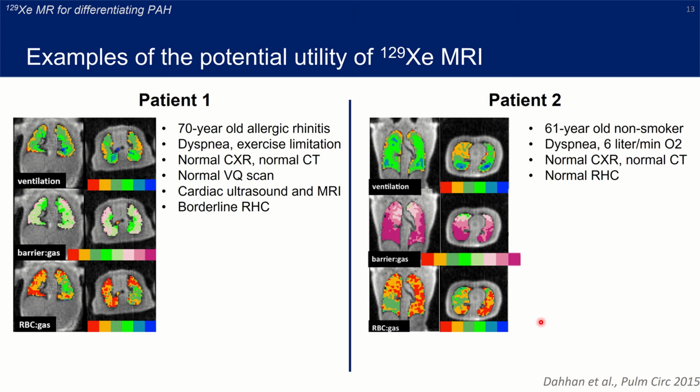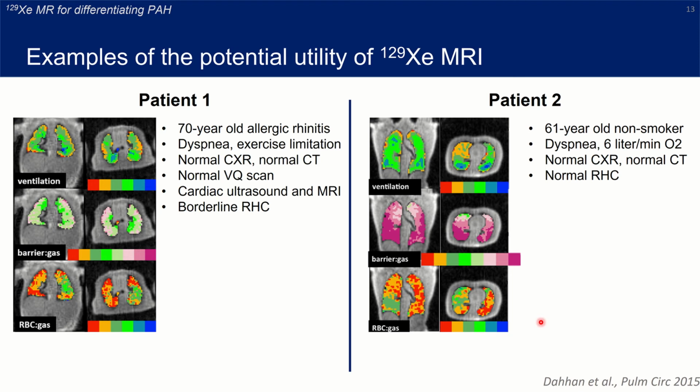The first patient was a 70-year-old gentleman. He only had a history notable for allergic rhinitis. He had shortness of breath and exercise limitation. He had a normal chest x-ray, normal CT scan, normal VQ scan. But his echocardiogram was consistent with mild pulmonary hypertension. And then he also had a right heart catheterization that had what we call borderline hemodynamics, the mildly elevated pulmonary artery pressures. So it was unclear, again, why he was short of breath. But on his xenon MRI imaging, we could see profound red blood cell defects.